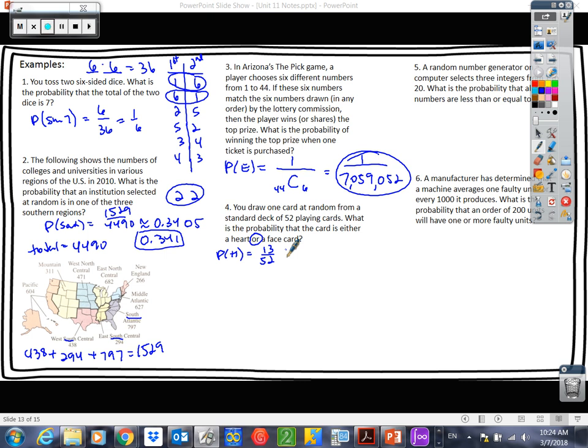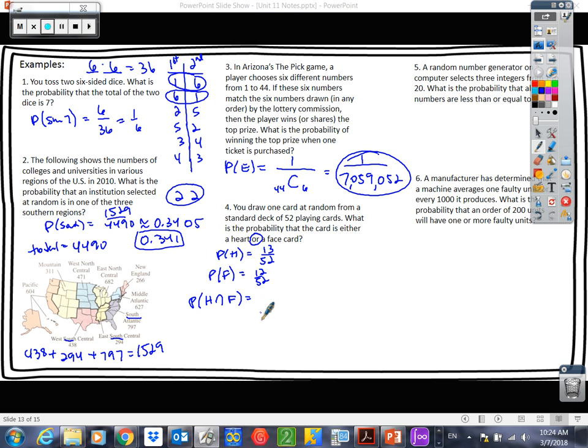So a face card, probability of getting a face card. So how many face cards are in a deck? 12. There are 12 face cards in a deck, so that probability would be 12 out of 52. Now we have to ask ourselves, is there overlap with these categories? Are there hearts that are face cards? Yes, there are. So we're going to have to take those out. So we need to figure the probability of hearts intersecting with face cards.